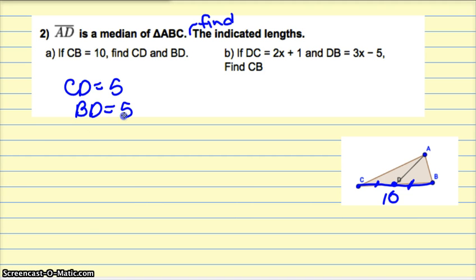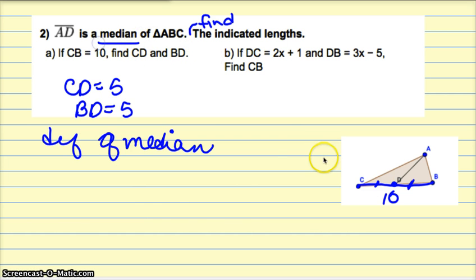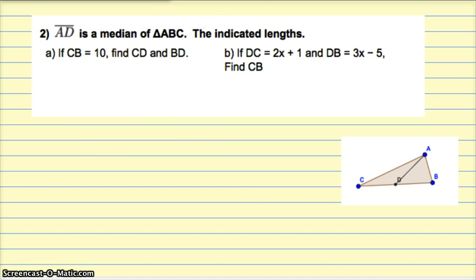If you were to be asked in a proof how you know that, I know it because of the definition of median. Median goes to a midpoint, so if I'm told that there's a median, then point D has to be the midpoint. Let's see, letter B. If BC equals 2x plus 1, and BD equals 3x minus 5. Again, knowing that this is the midpoint, because of the word median, those two things have to be equal.